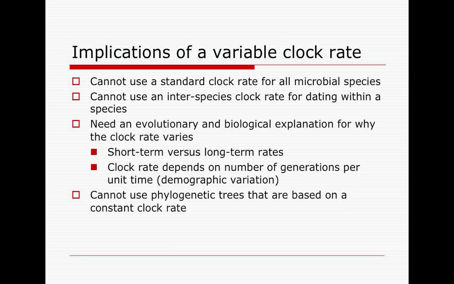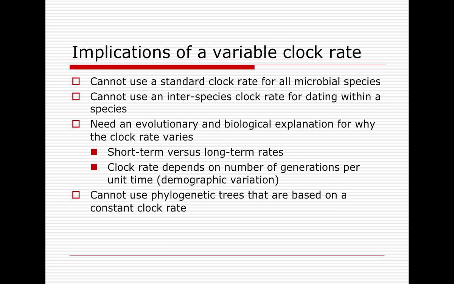So implications are that you can't use one clock rate for all microbial species. Another implication, because of these differences between short and long-term clock rates, is you cannot use an interspecies clock rate, which is what Howard Ochman has set up, based on when Salmonella and Escherichia separated. You can't use an interspecies clock rate for dating within a species. And we would like to know what the evolutionary and biological reasons are for the variation of the clock rate for short-term versus long-term, and demographic variation of clock.